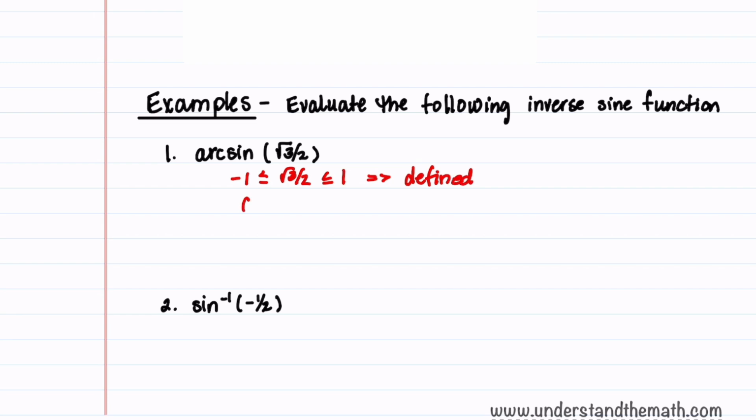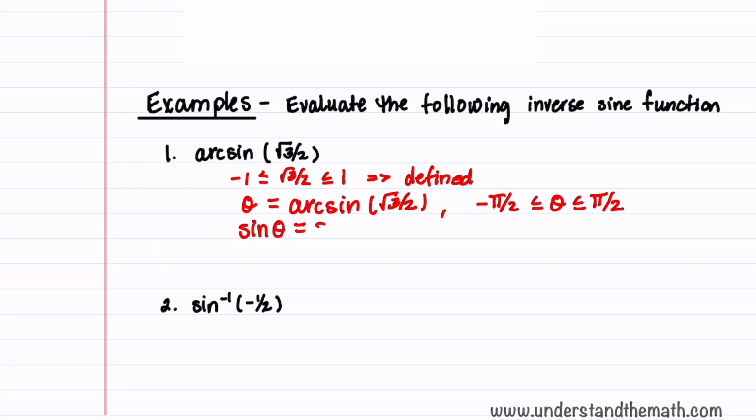We'll let theta be equal to arcsine of root 3 over 2. And we'll remind ourselves that we need to choose theta to be between minus pi over 2 and pi over 2. We'll take the sine of both sides, so the sine of theta is the sine of arcsine of root 3 over 2.